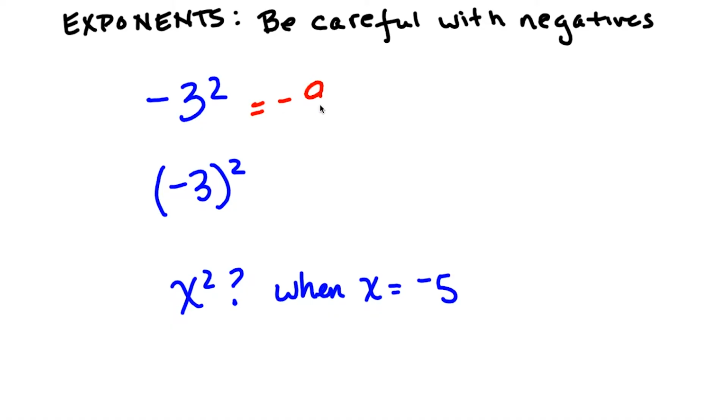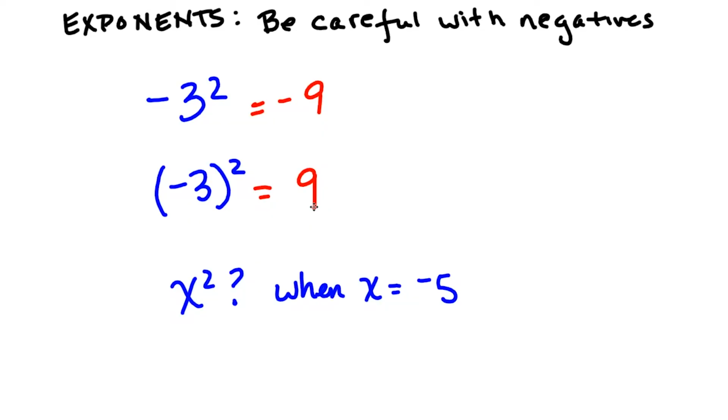Be really careful with negative signs on coefficients. Negative 3 squared is equal to negative 9. The quantity negative 3 squared is equal to positive 9. If you type negative 3 squared into your calculator, it's going to come out negative 9.